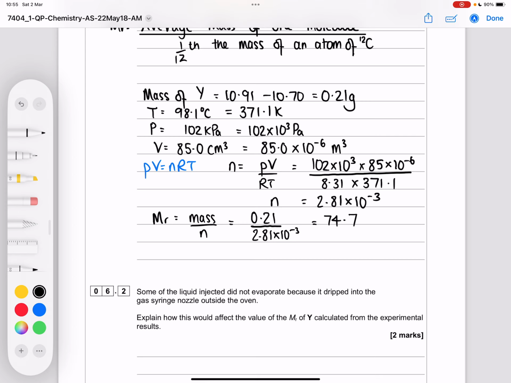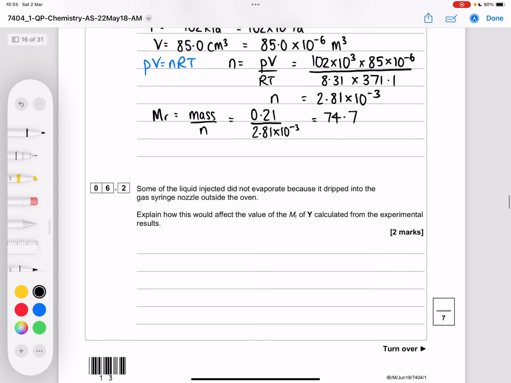So 74.7. The next bit of the question says some of the liquid injected did not evaporate. So if it didn't evaporate, the volume in the gas syringe would be lower, but the mass would be the same. M same, but V lower. Explain how this would affect the Mr.